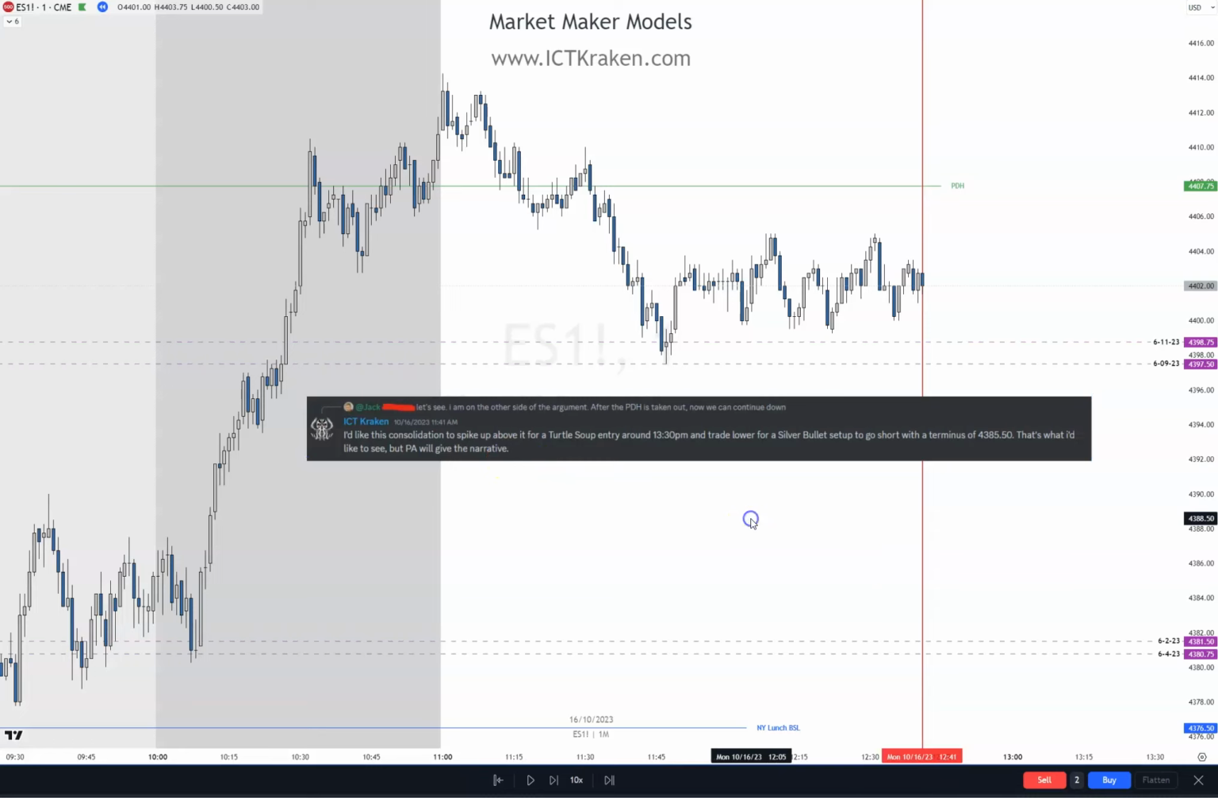Okay? That's 12:41. You can see the time right here, it's 11:41. That's because I'm in Central Time. This is Eastern Time, so it's 1 hour ahead. This is exactly when that post was made, okay? This is the consolidation that I'm talking about.